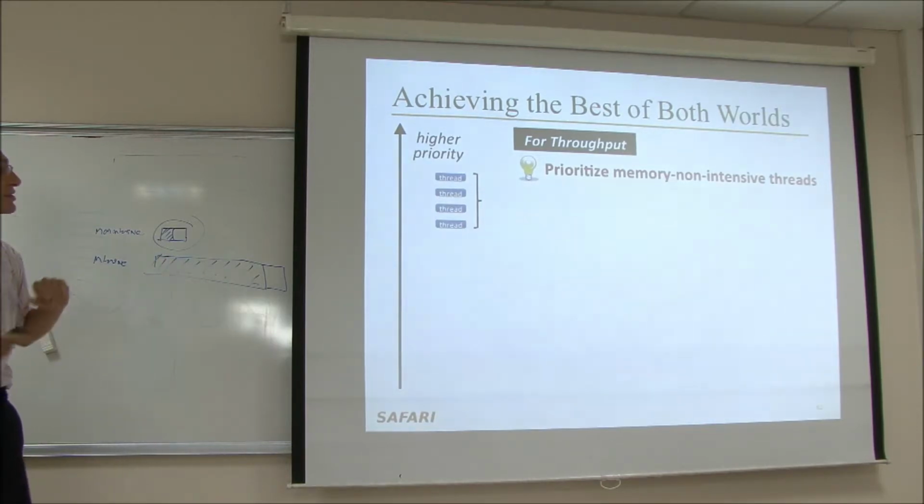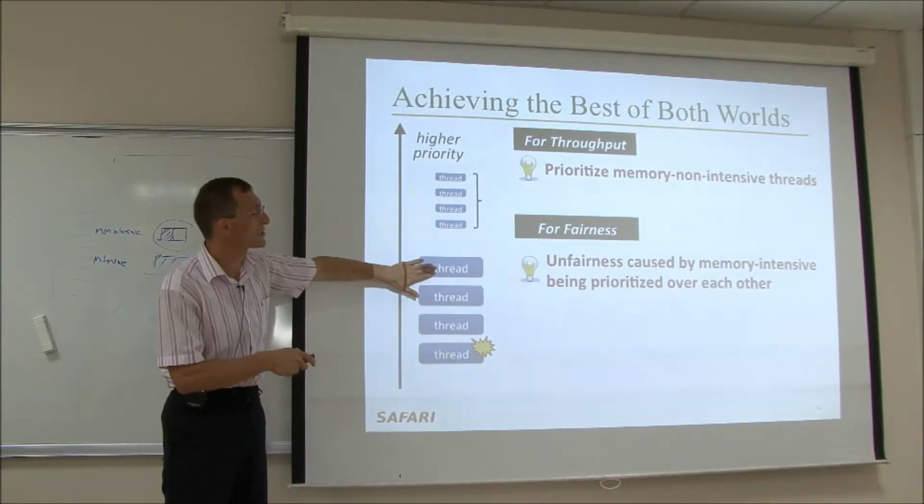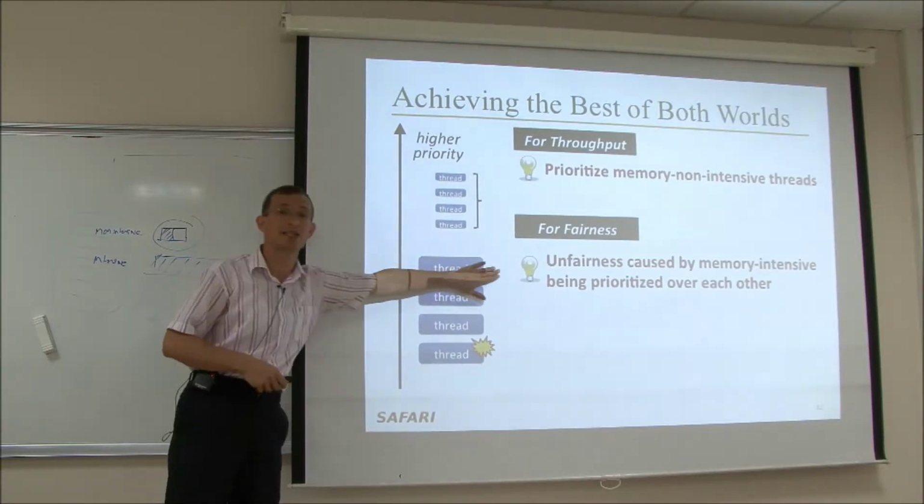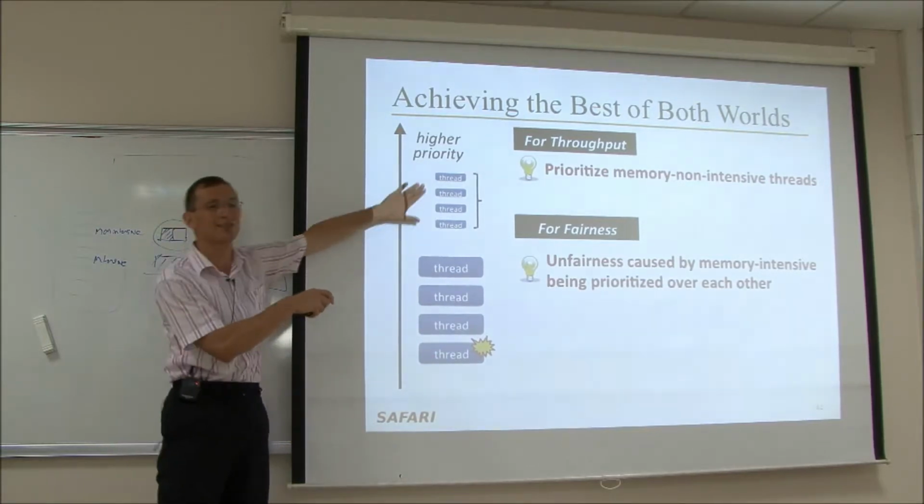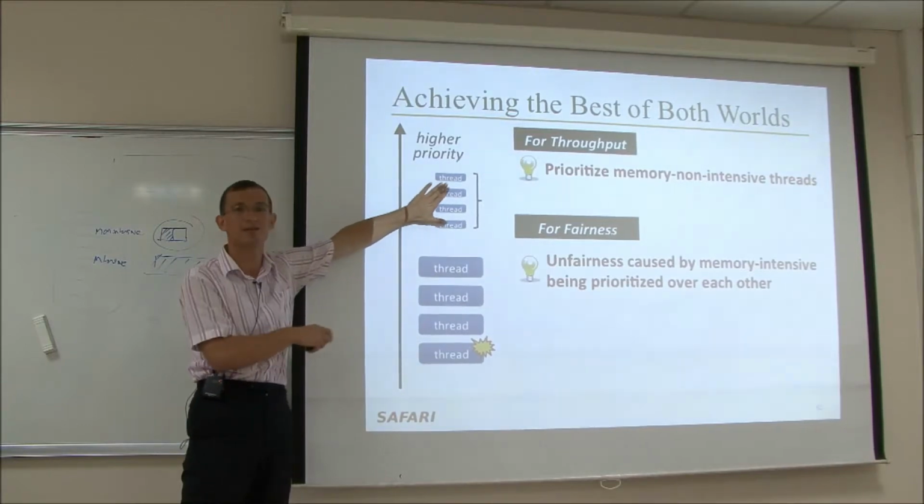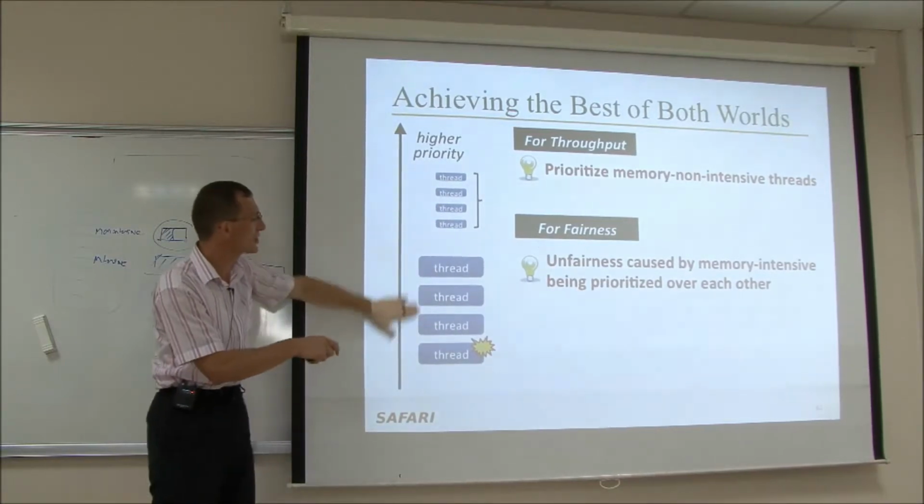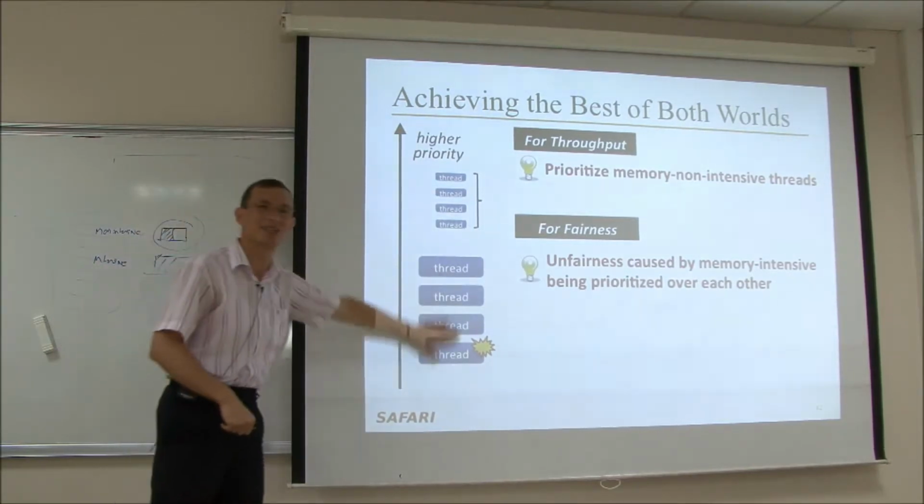For fairness, we found that unfairness is really caused by memory-intensive threads being prioritized over each other. So unfairness is not caused by these little threads being prioritized over the big threads, because these generate requests infrequently anyways. It's really caused by these big elephants stomping each other. Right? Elephants are fighting with each other here. The mice do not affect the elephants.